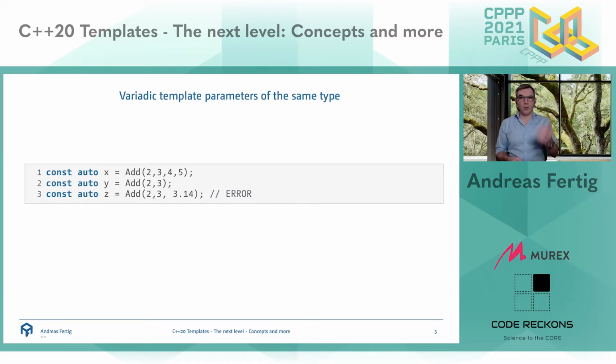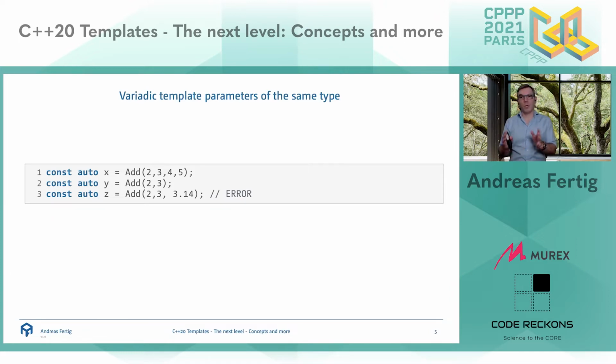But it should fail compiling when I call it like in line number 3, when I call add with 2, 3, 3.14, because now I'm mixing integer and floating point types, and that should lead to an error. In principle, we would like to have a way to later add the overload which handles floating point or mixed types in general.